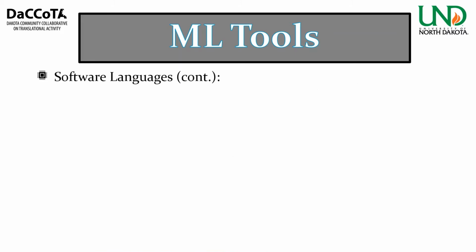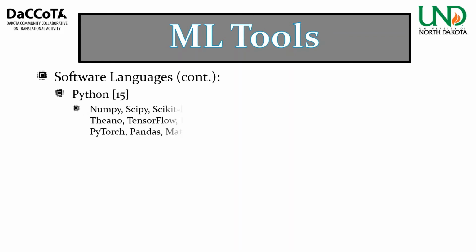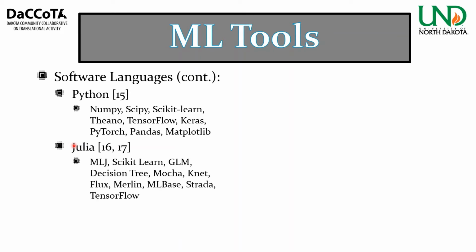Now, if SAS is not your style, Python is another heavy machine learning hitter with libraries such as NumPy, SciPy, scikit-learn, Theano, TensorFlow, Keras, PyTorch, Pandas, and Matplotlib. Julia, the hip new language on the block, also has a lot of libraries like MLJ, scikit-learn. You can see how it has a lot of analogs: scikit-learn, GLM, Decision Tree, Mocha, Net, Flux, Merlin, MLBase, Stata, TensorFlow.